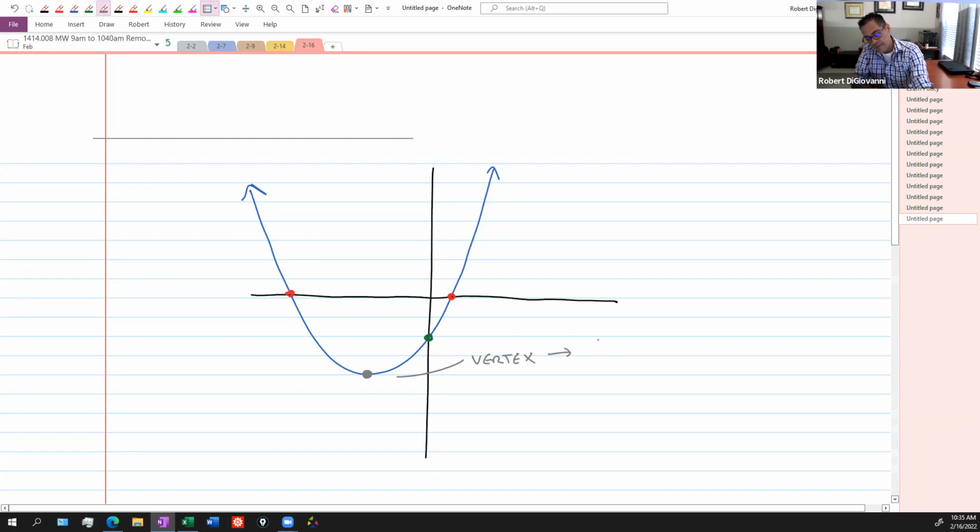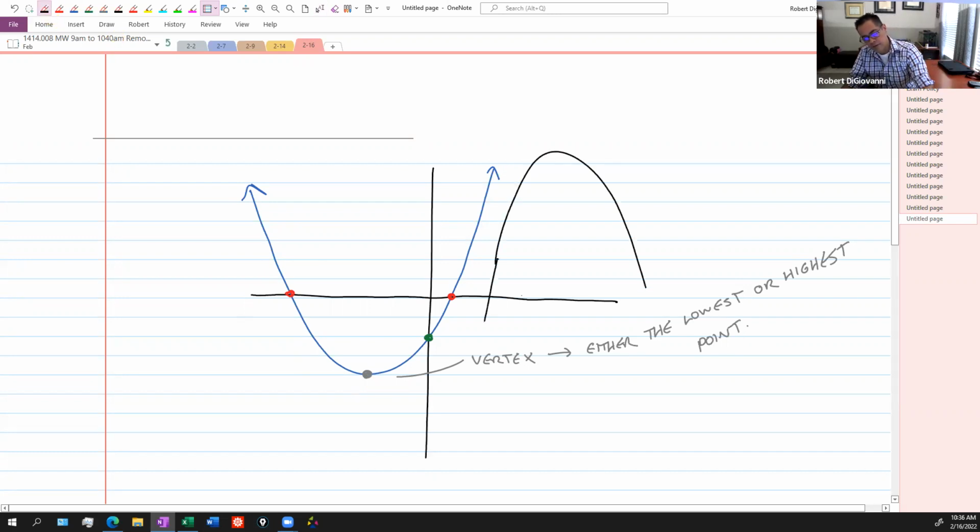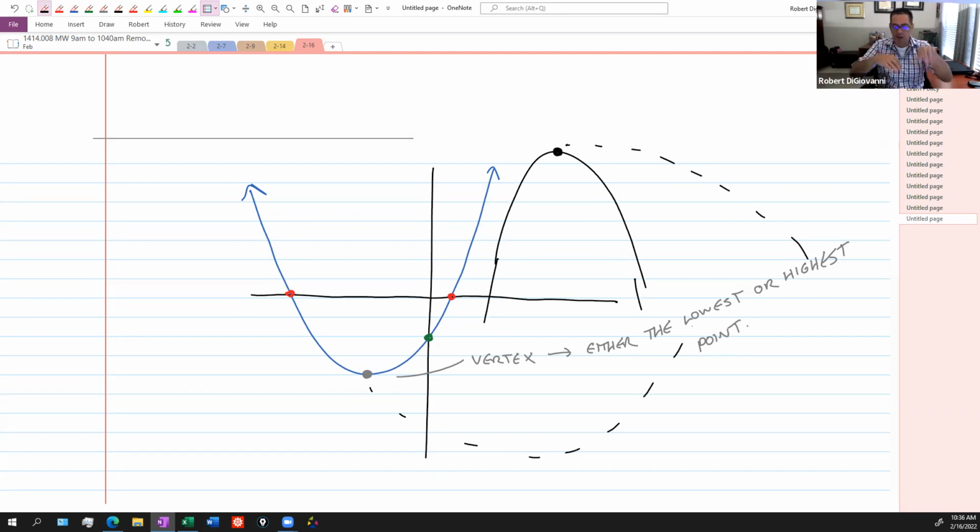And the vertex is either the lowest or the highest point, depending on if it opens up or down. If it opens up, this will be the lowest point. If the parabola opens down, like this, then the vertex would be the highest. So it just depends. If it opens up, you're going to have a lowest point. If it opens down, you're going to have a highest.